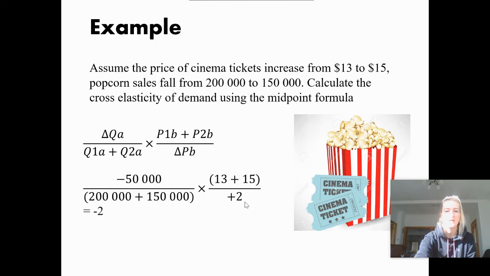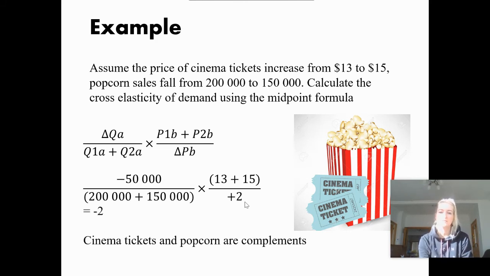Put that on your calculator and it should come out as negative 2. So cinema tickets and popcorn are considered complements, which we should have already figured out from the question. The price of cinema tickets went up, and the popcorn sales went down.